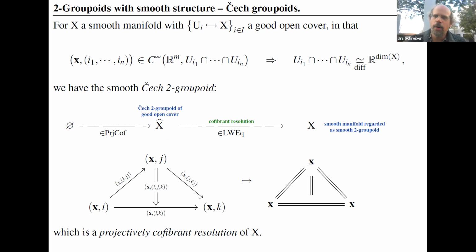It tells us, if X is a model for some stack, do we have a good representative for what it is a model of? And the answer is yes. The Čech groupoid is a good representative.